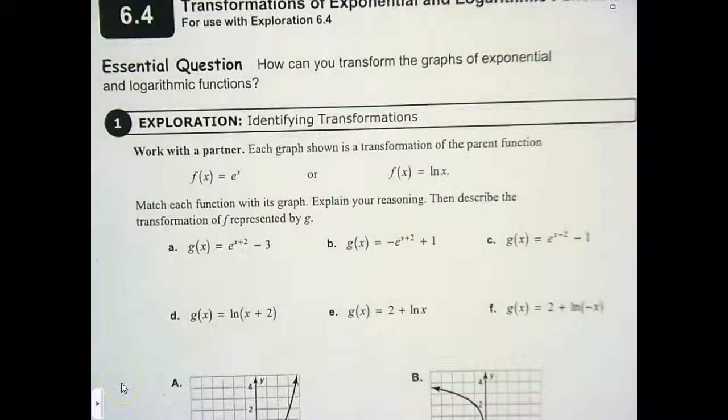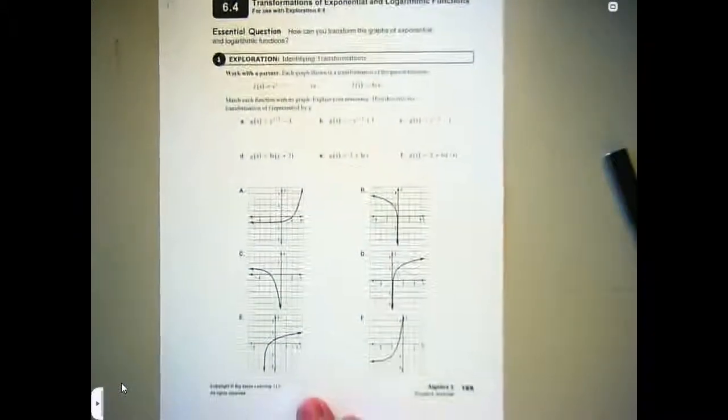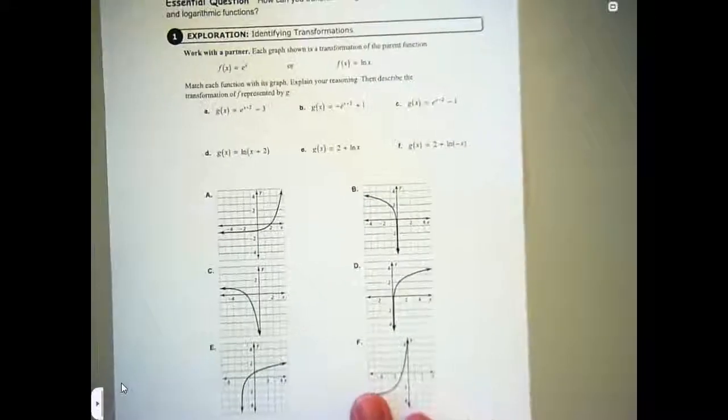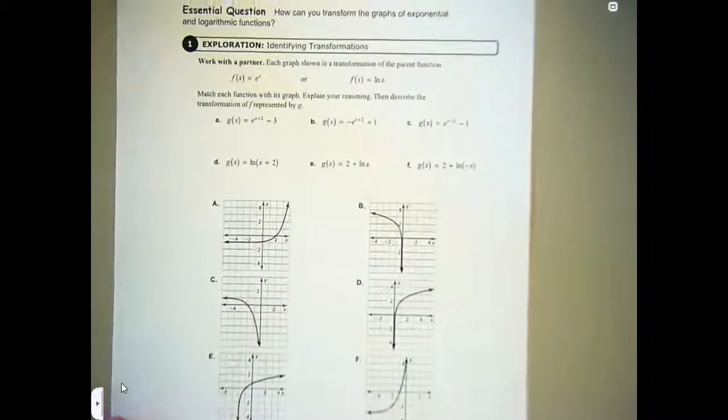This is about transformations of exponential and log functions. On page 169 of your student journal, the first thing I want you to do is go ahead and match each function with its appropriate graph. The goal is to see how you can transform graphs of exponential and log functions here.